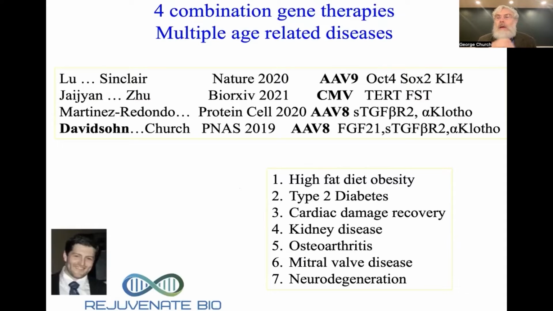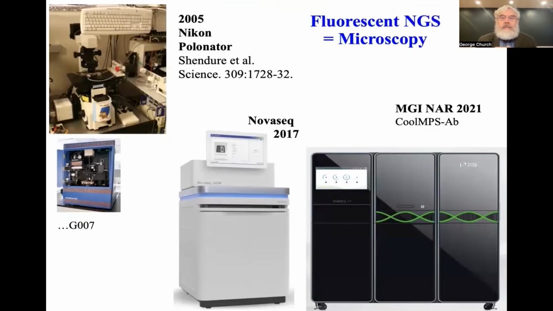Another example of this, which is one of the themes of the meeting, is age-related diseases. These affect everybody on the planet that manages to escape early accidents and infections. And these include 4 papers that we published on, 3 on AAV and 1 on CMV. Noah Davidson has used this to launch a company called Rejuvenate Bio, aiming on these combination gene therapies for multiple age-related diseases and multiple mechanisms and pathways for aging.